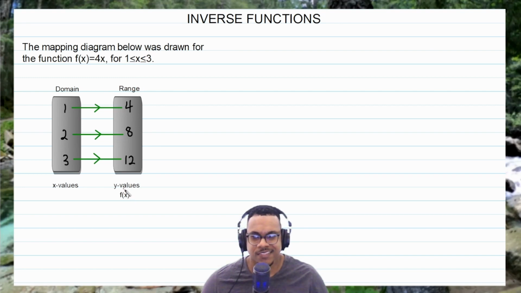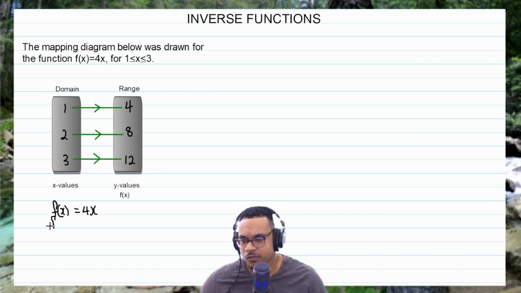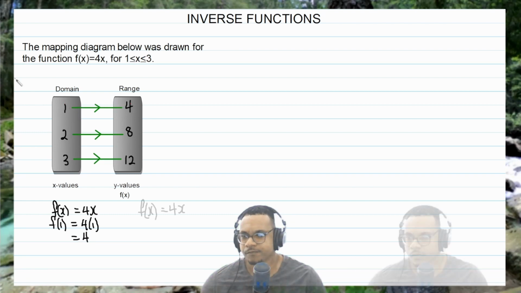And we know that y is equal to f of x. So our y values will also be our f of x values. So we can clearly see when we have x is equal to 1, we have f of x is equal to 4x. So f of 1 is equal to 4 times 1, which is equal to 4. And that's why we have 1 is mapped to 4.